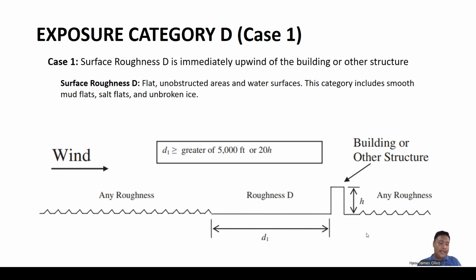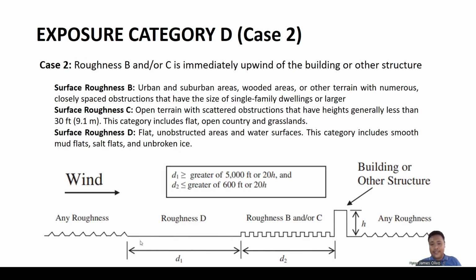If you are near coastline or shores or near the sea, you should consider category D, or category D as in dog. This is for case 1. For case 2, there is still roughness D, and before the roughness D and the building there is some other roughness B or C. For this one, greater than 600 feet, it's still considered category D.